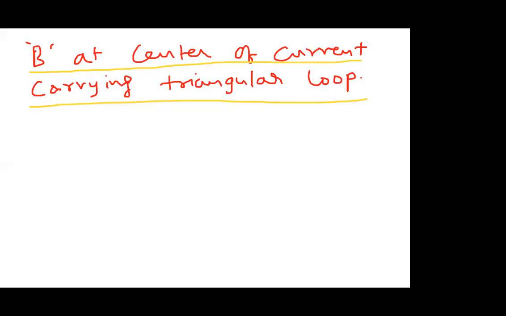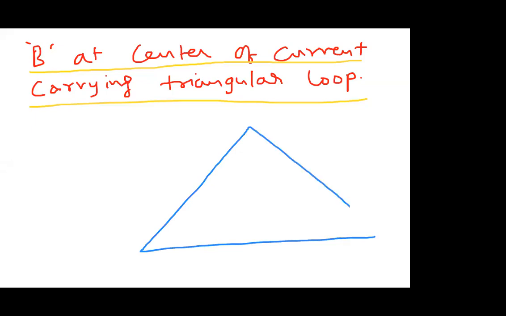Shall we start? Center of a current carrying triangular loop. So now I am taking one triangular loop. Current is flowing through this triangular loop. We can take any direction, either clockwise or anti-clockwise, as we wish. Now what is the magnetic field induction at the center? That is the question asked.